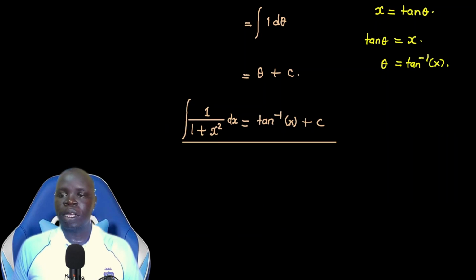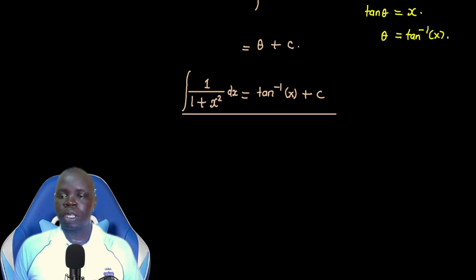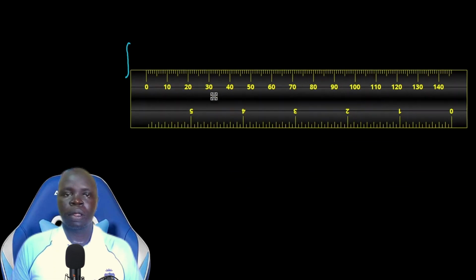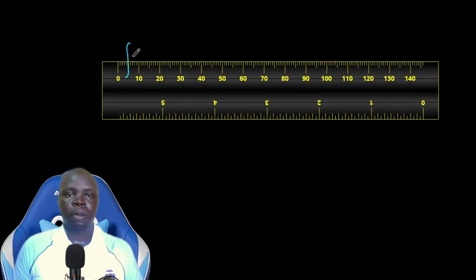And let's move on to the second question, maybe we can switch colors. Our integral this time, we have x in the numerator over 1 plus x squared with respect to x. What is this equivalent to?